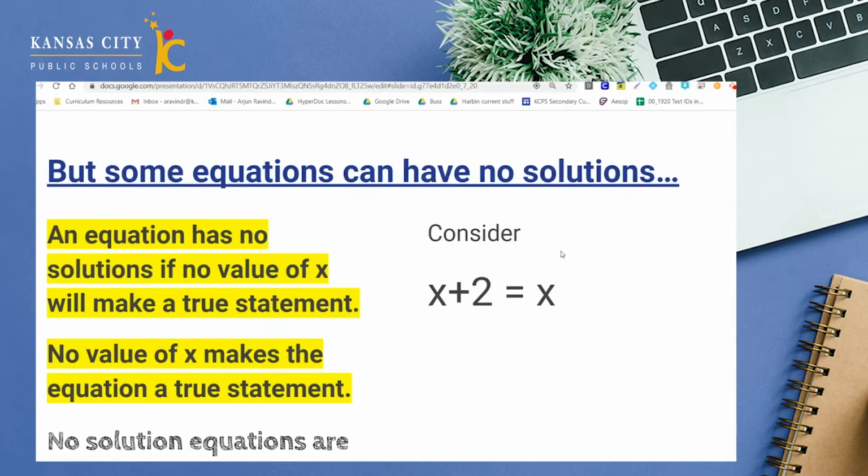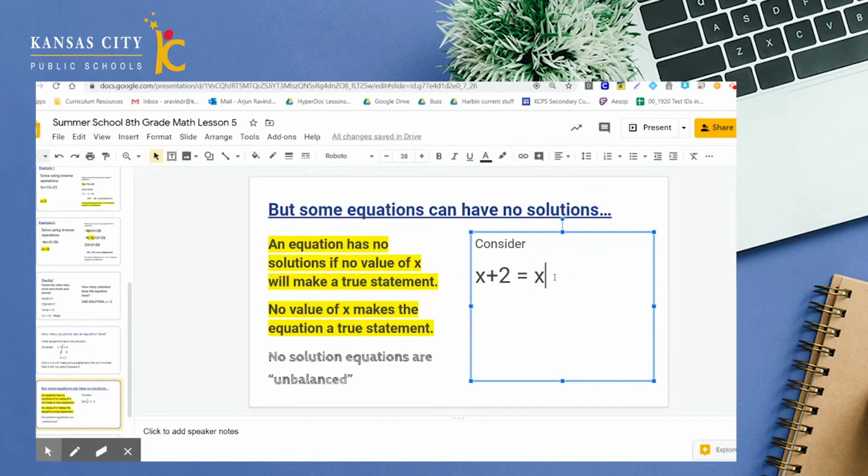Let's use a number. Let's take the number 10, a nice round number. Let's say that maybe x was equal to 10. So 10 plus 2 equals 10. Is that a true statement? No. We end up with 12 equals 10. This is false. So it's not a solution.